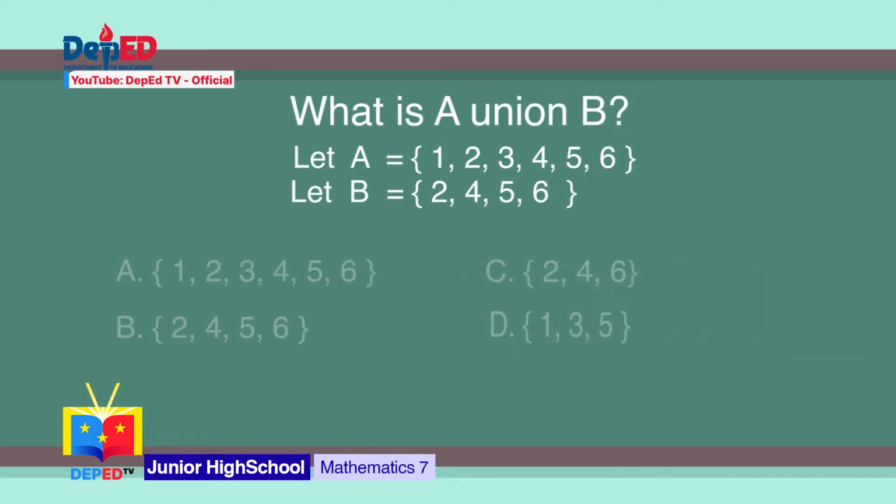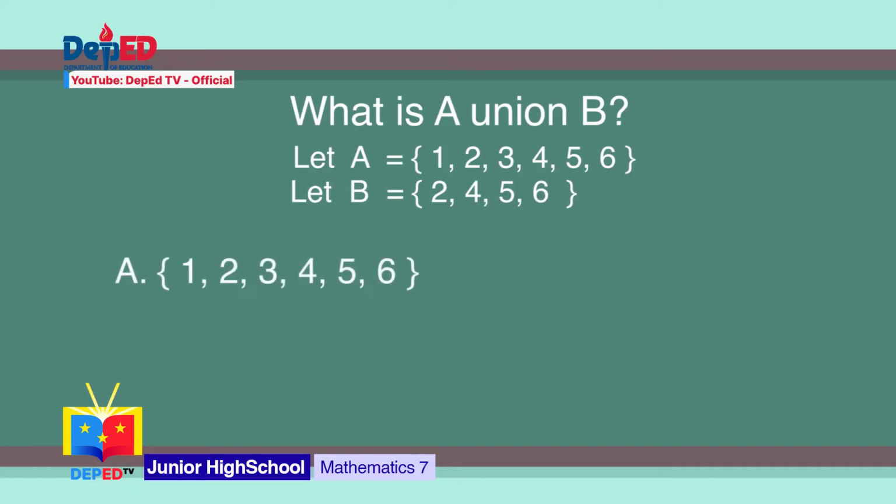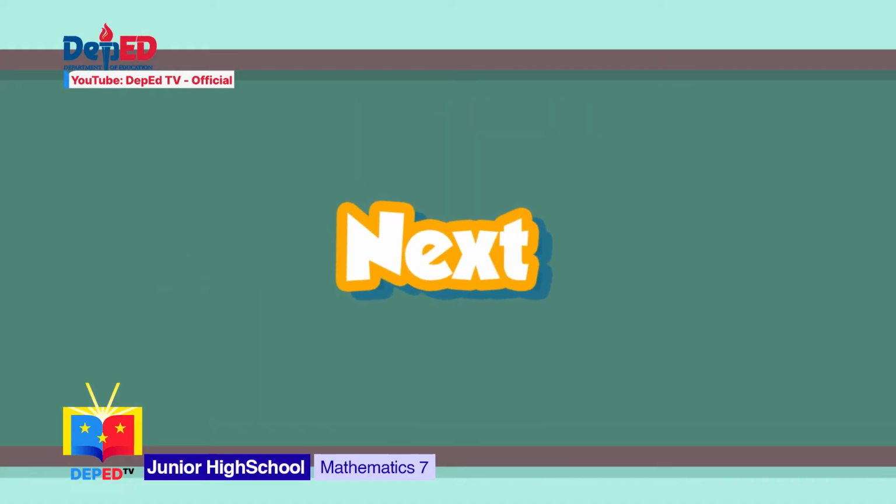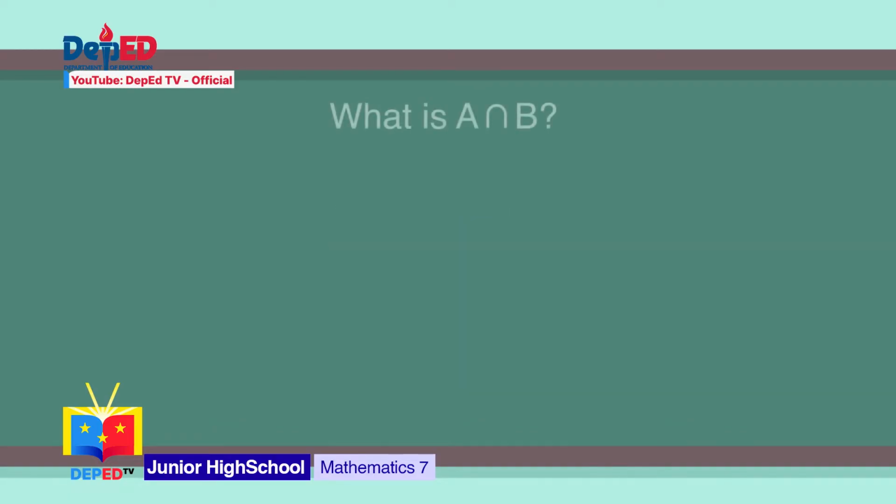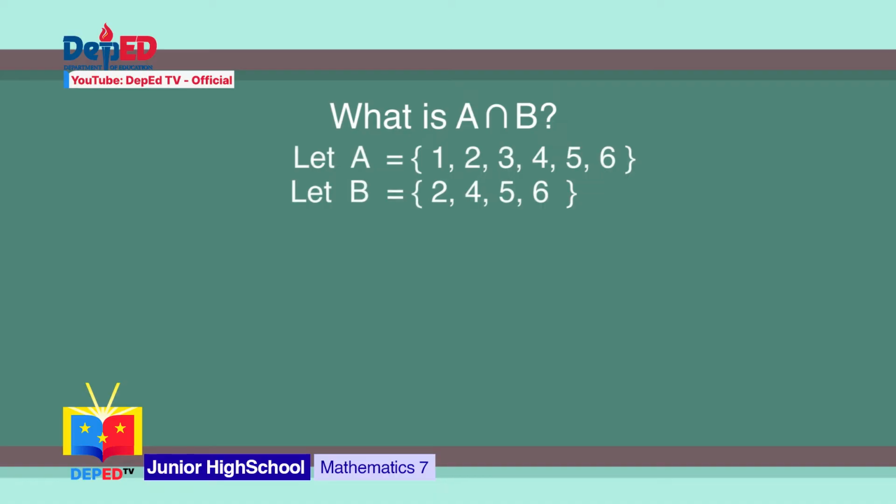The correct answer is letter A. The set which consists of 1, 2, 3, 4, 5, and 6. Since the question is the union of these sets, we list as its elements those that belong to A or to B. Second question. Which of the following is the set describing A intersection B?